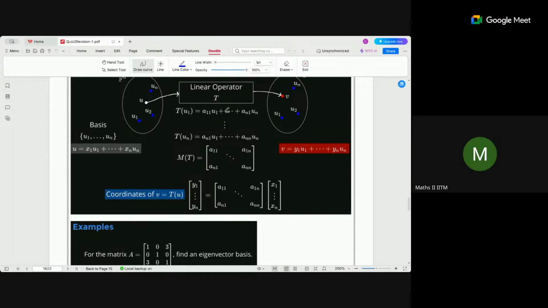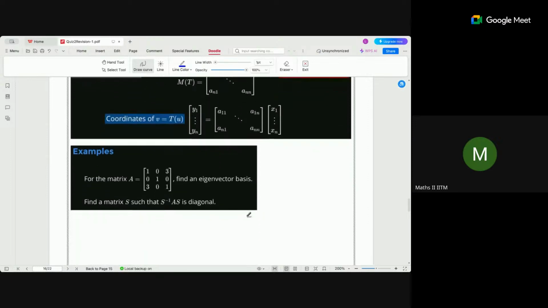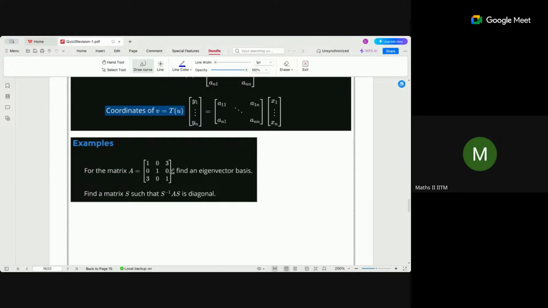You know how to write the matrix representation of an operator, which we already saw. Now you have a matrix, find an eigenvector basis. Please don't be lazy, you are practicing for your exam, so solve this problem. Everyone find the eigenvalues and eigenvectors. You may have done this earlier, but do this now because you are practicing for your exam. Find the eigenvalues and eigenvectors for this matrix. Everyone do it.